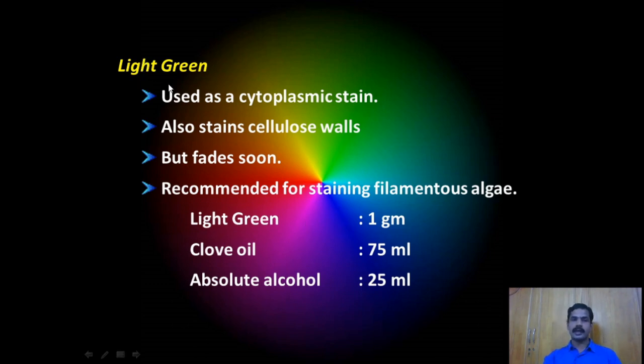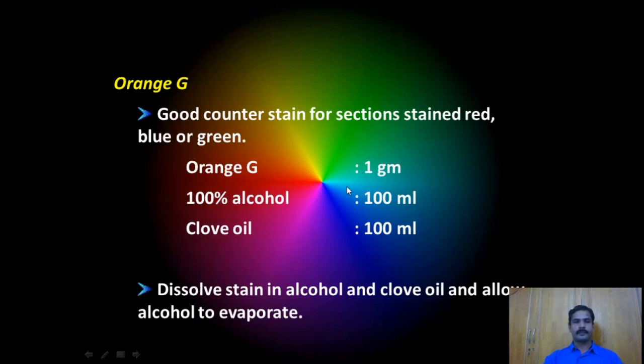Then second one is light green. It is used as a cytoplasmic stain, also stains cellulose walls, but it fades soon, and it is recommended for staining filamentous algae. The preparation is same as that of fast green. 1 gram of light green powder is dissolved in 75 ml of clove oil and 25 ml of absolute alcohol.